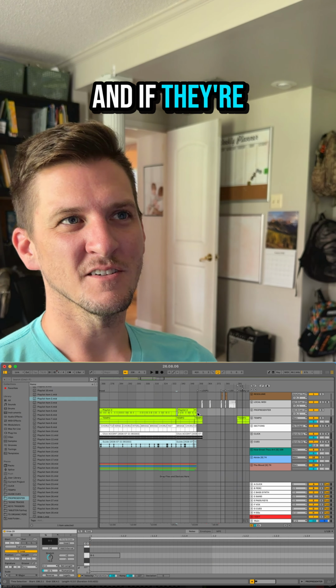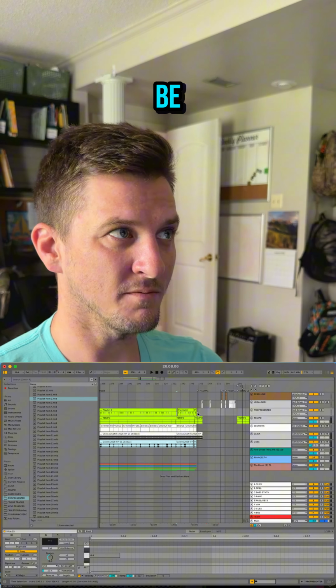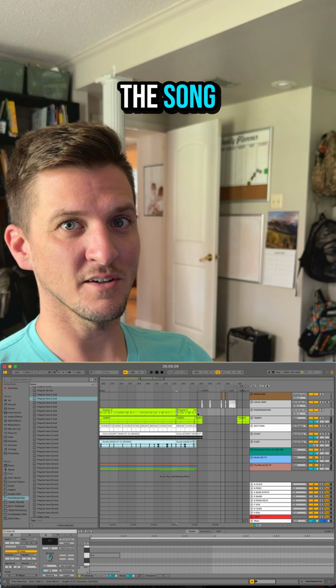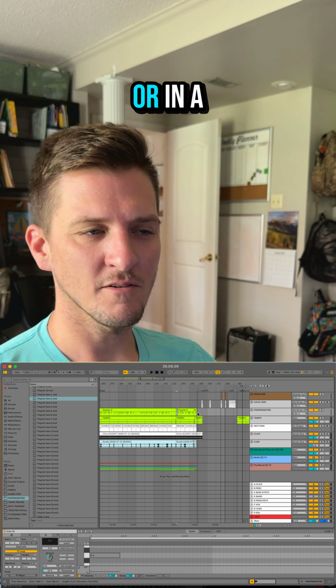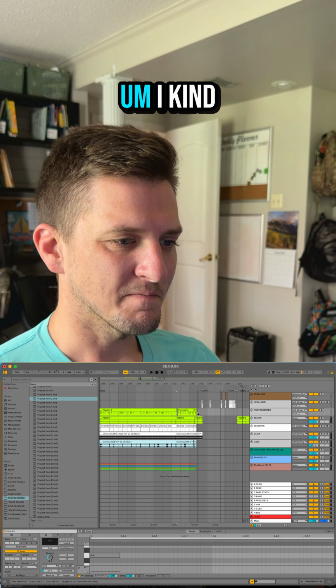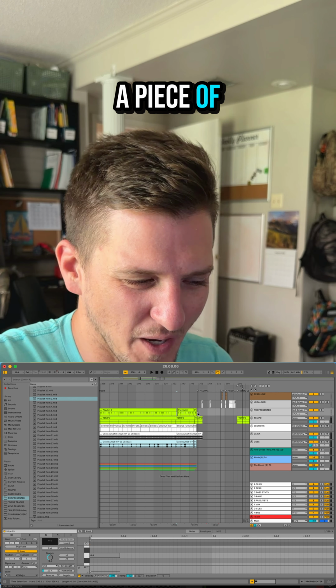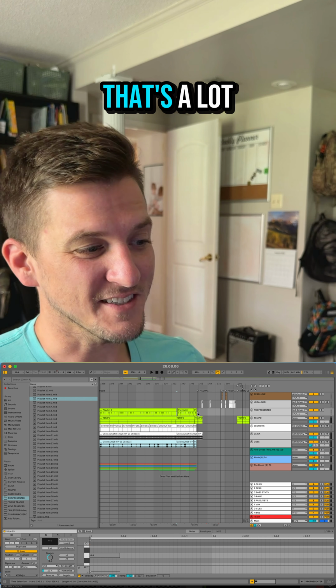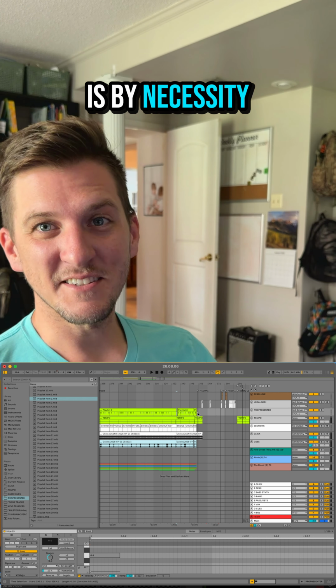And if they're in the dark lyrically, like I would be in a church service, I'd be trying to remember the lyrics of the song, unless I'm seeing them on the screen, like, oh, okay, yeah. Or in a handout, either way. I kind of like the tactile, the physical thing. A piece of paper that we're all reading, that's a lot of printing every weekend. Some of that is by necessity too.